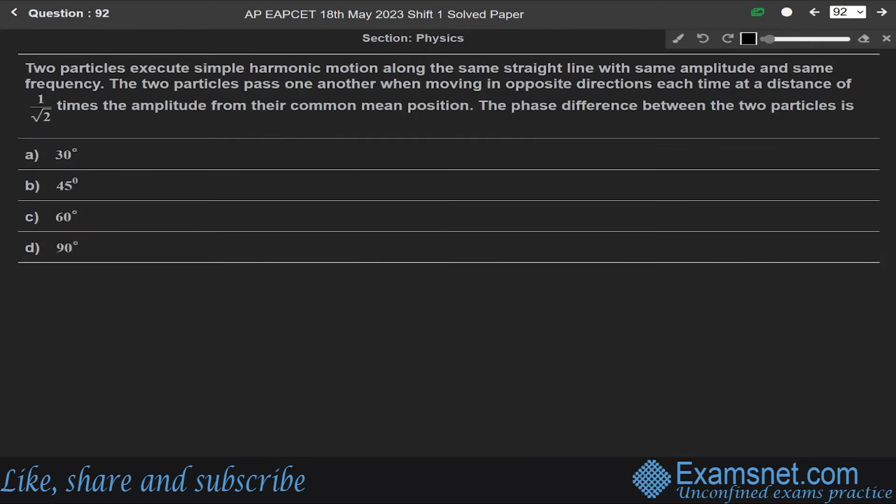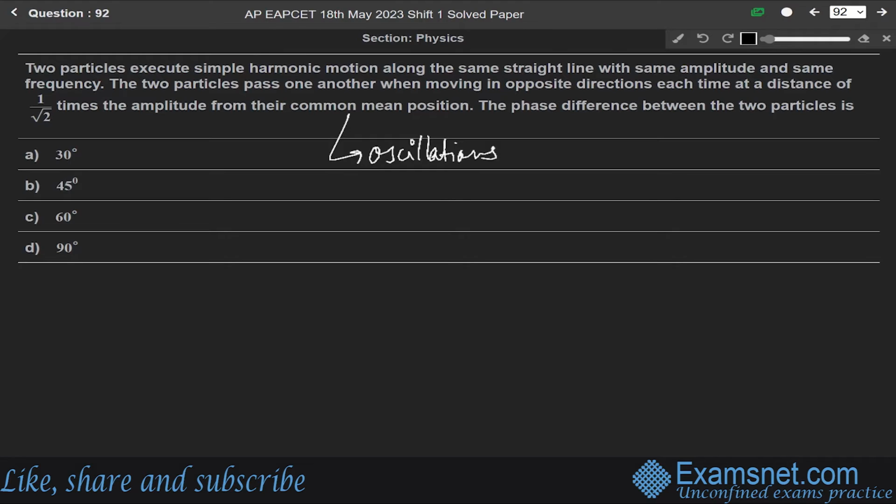Now next question 92. Two particles execute simple harmonic motion along the same straight line with same amplitude and same frequency. Okay. Now the two particles pass one another when moving in opposite directions, each time at a distance of 1 by root 2 times the amplitude from their common mean position. Okay. The phase difference between the two particles is, okay. So this question is again from the chapter of oscillations.